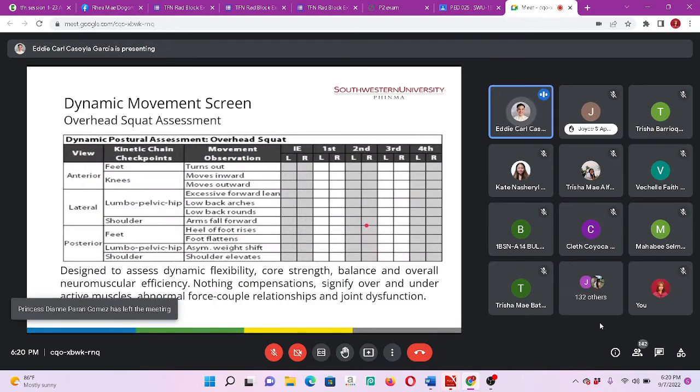And the next one for postural assessment, still in postural assessment, is dynamic. Dynamic because while doing the postural assessment, you need to perform the overhead squat. Okay? And the same thing happens for the views: anterior, lateral, and posterior. So anterior is for the front view, lateral is the side, and posterior is at the back. Okay, and again, all the results must be written in the initial evaluation column.